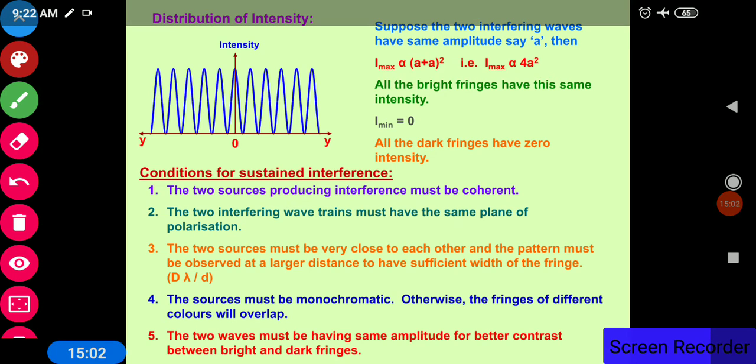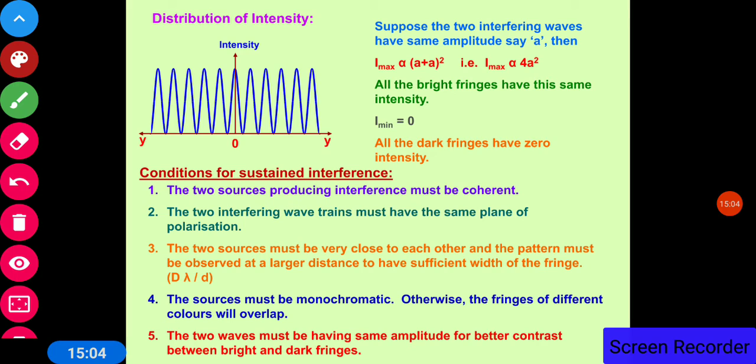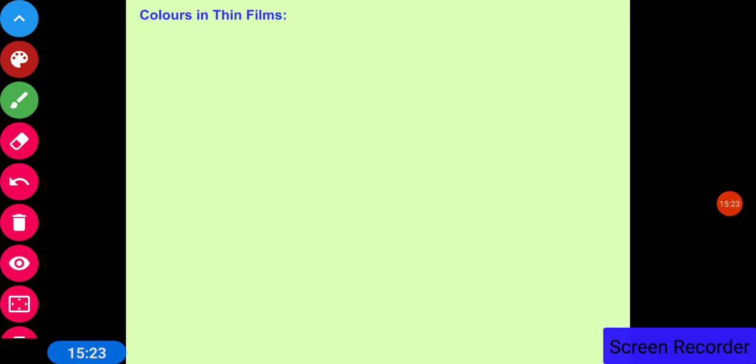The two waves must have the same amplitude for better contrast between bright and dark fringes, because if they have the same amplitude, then the intensity will be maximum at the bright fringes and minimum, that is 0, at the dark fringes. So they have the same amplitude for better contrast between the bright and the dark fringes.